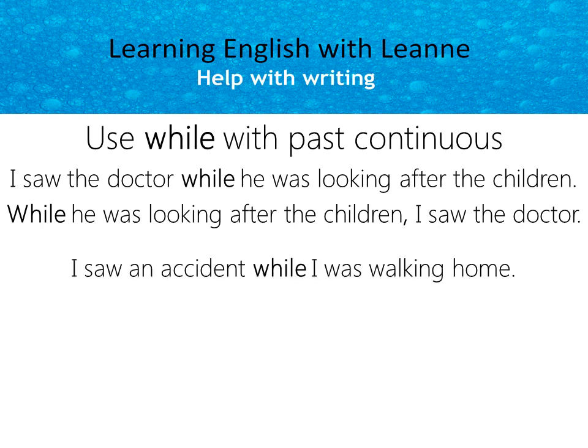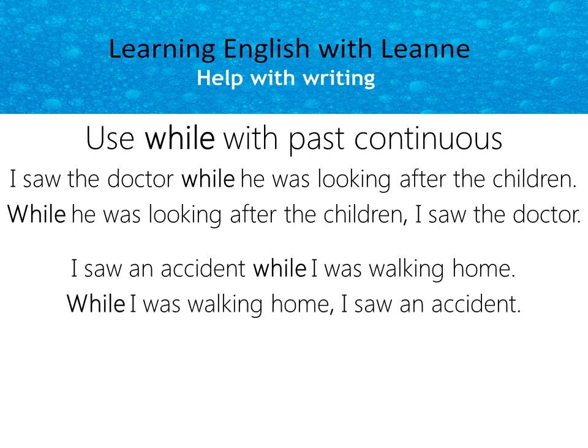Main event, I saw an accident, link with while, and the past continuous, I was walking home. I saw an accident while I was walking home. Or start with while I was walking home, we have while in the past continuous. We add a comma to separate our two statements or clauses. Main event, I saw an accident. While I was walking home, I saw an accident.